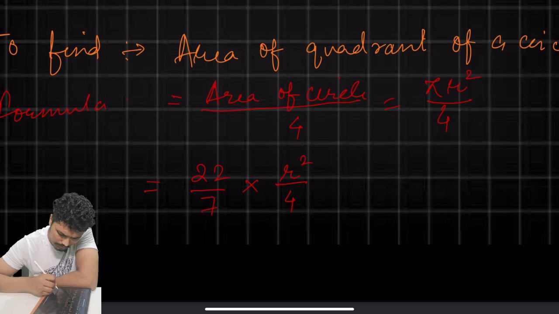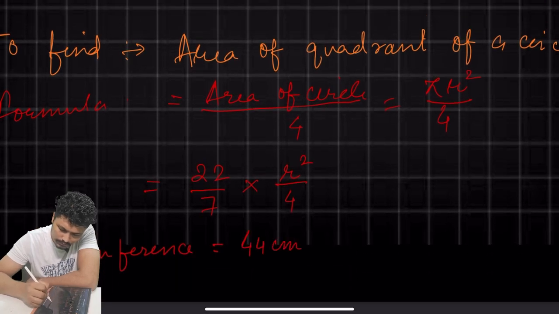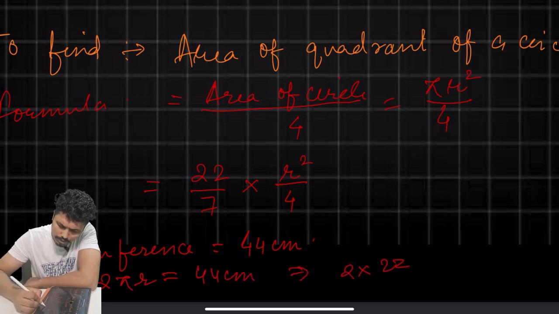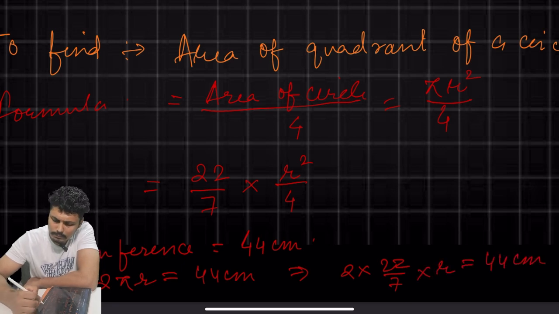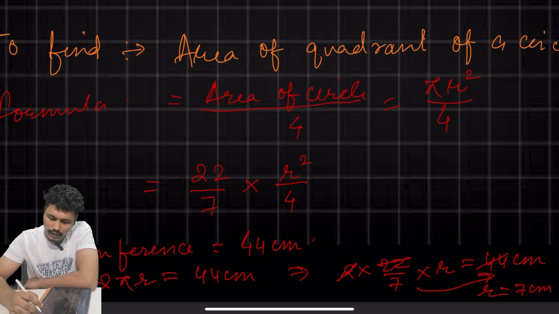So circumference is equal to 44 centimeter. Formula for circumference is 2 pi r equal to 44 centimeter. 2 pi is 22 by 7 into r, which is 44 centimeter. Now 2 into 22 is 44, I can cancel. And if 7 goes this side, r will be equal to 7 centimeter. Now I got r.